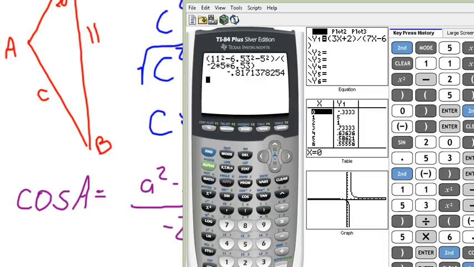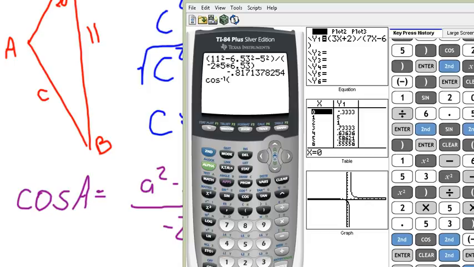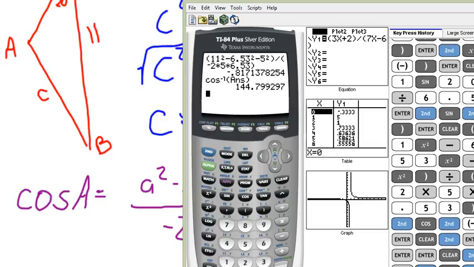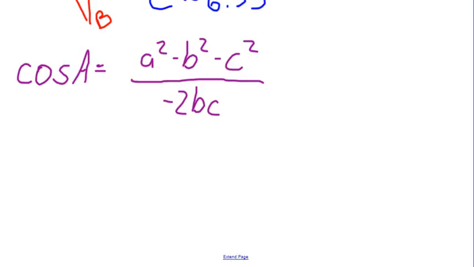So the cosine of A is equal to this value, negative 0.817. If we want to get A by itself, solve for that angle, we have to take the inverse cosine function. So if I go second cosine, we have the inverse, and if I push the answer key, we get a value of 144.8. So the measure of angle A would be approximately 144.8 degrees.